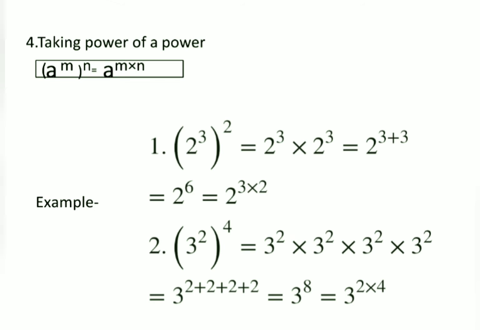The next law is about taking the power of a power, meaning we are taking a power of an exponential number. You will see the law written on the screen as a raised to the power m, raised to the whole power n, is equal to a raised to the power m into n.